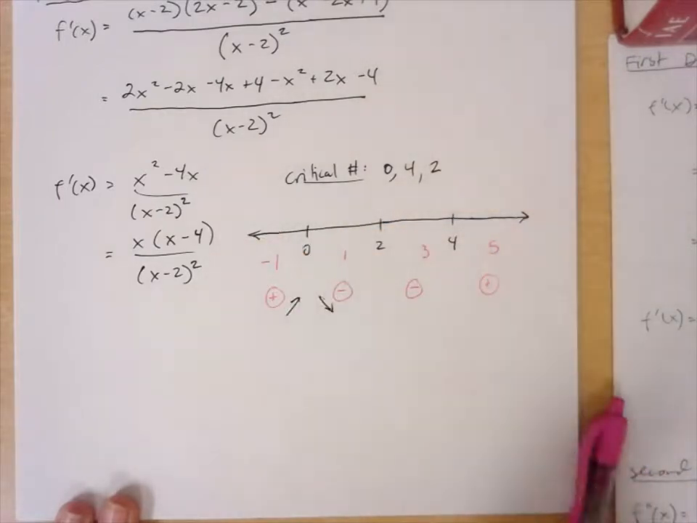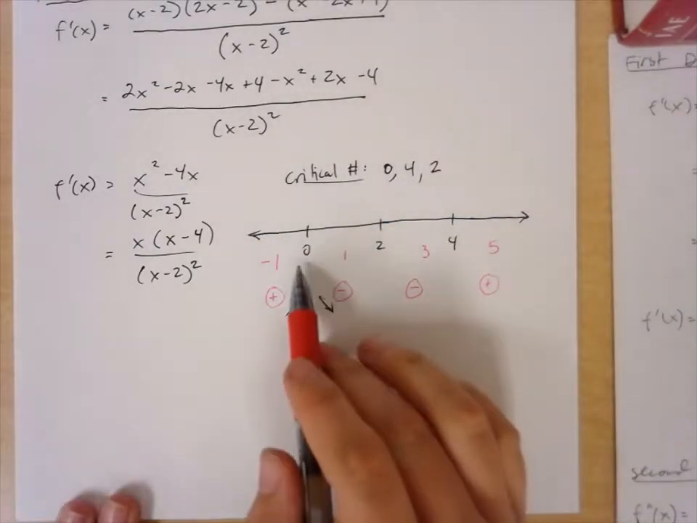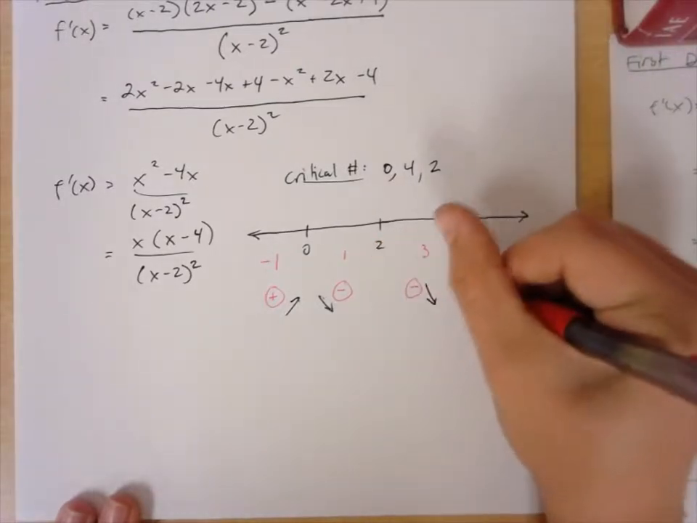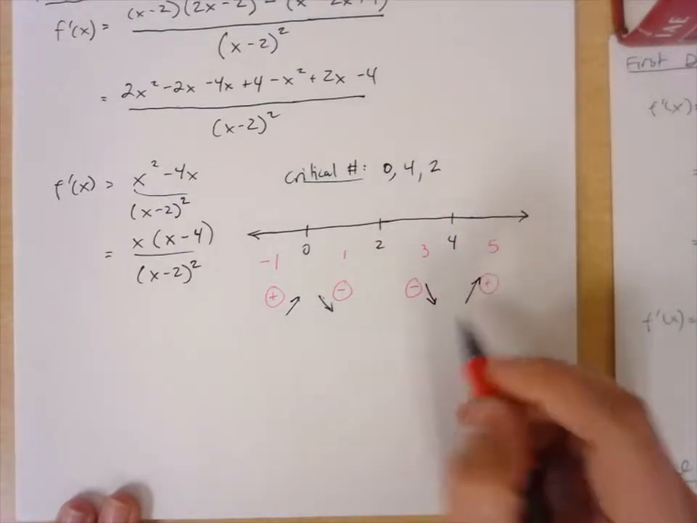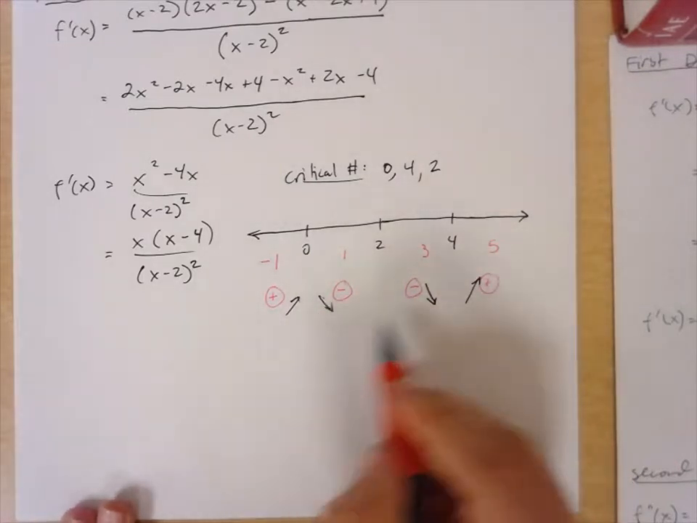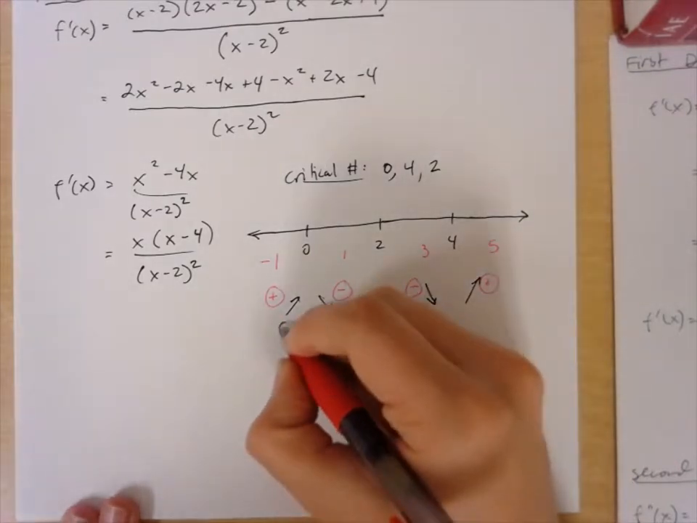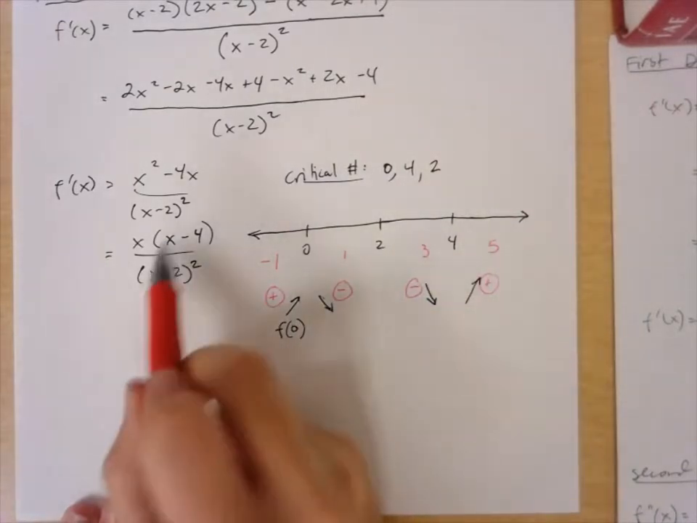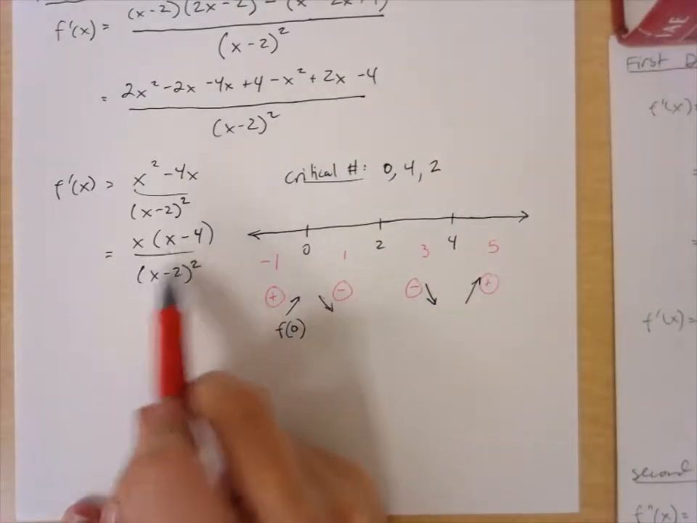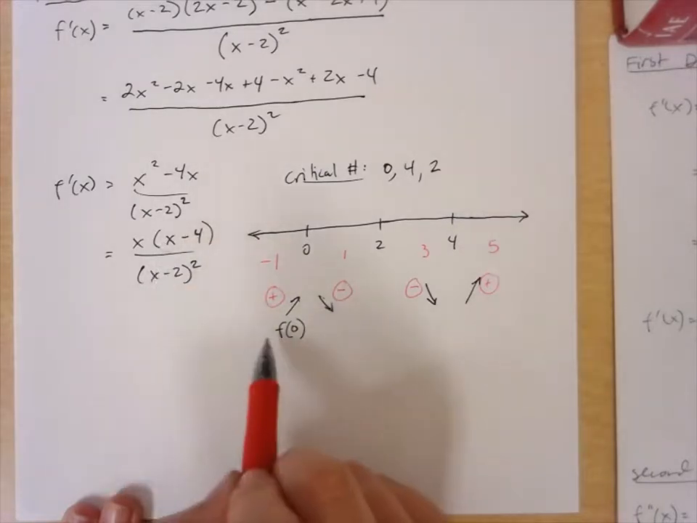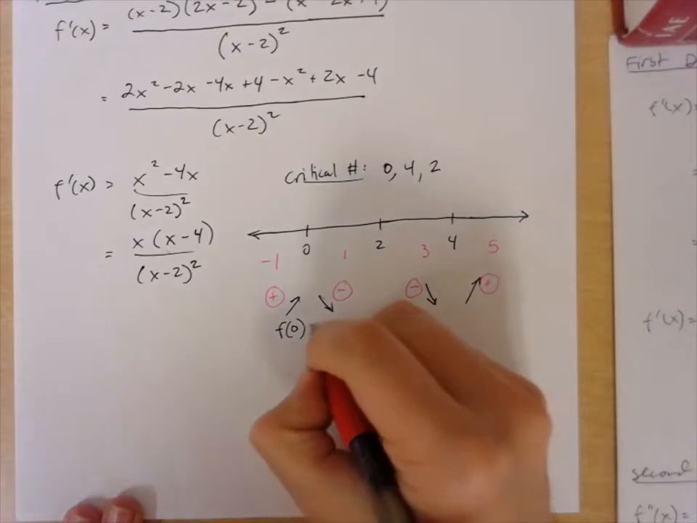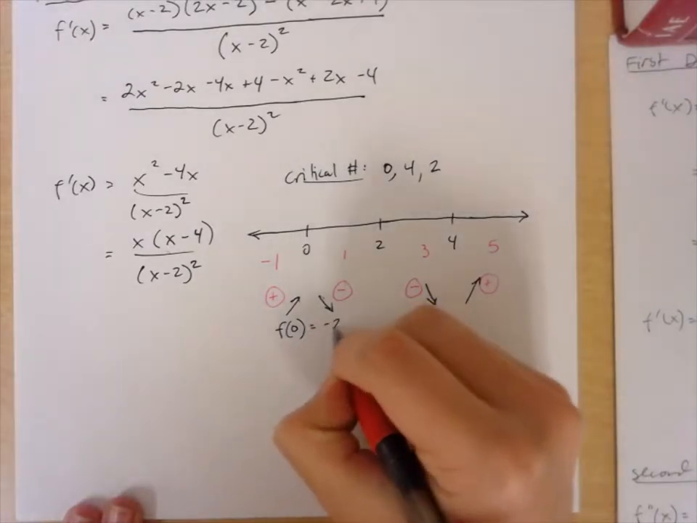So we have a maximum here at 0. And at 4, we have the graph going down and then going back up, so we have a bottom, a minimum. In order to find out what the y value is, I have to evaluate my original function, not your derivative. Your original function at 0 is -2.